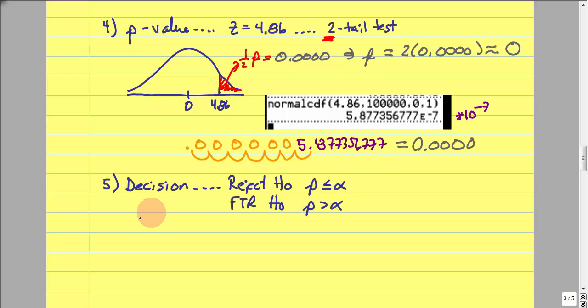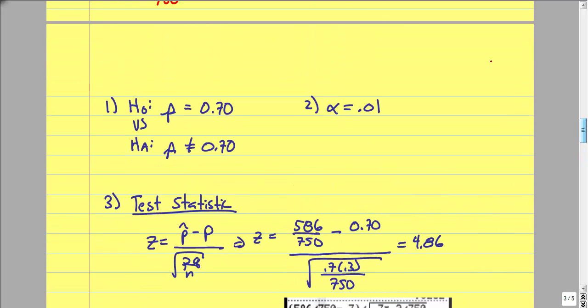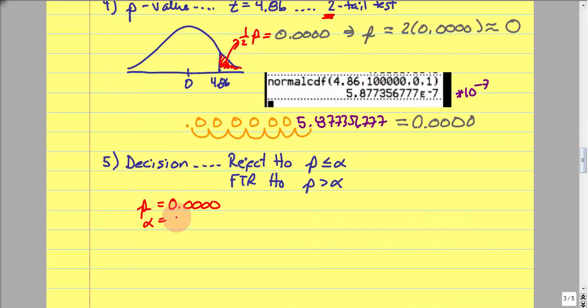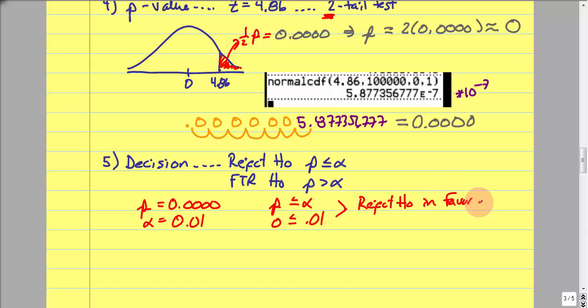Now remember, for us, my P was approximately equal to 0. And my alpha, my level of significance, was given to me in the problem to use as 0.01. So my alpha is equal to 0.01. Now I just go ahead and compare these two things. So when I compare these, my P is definitely less than or equal to alpha. 0 is less than or equal to 0.01. So my decision would be to reject H0 in favor of HA.